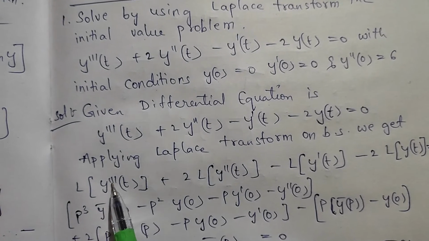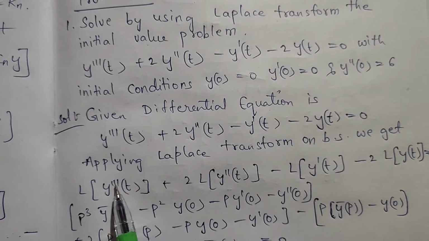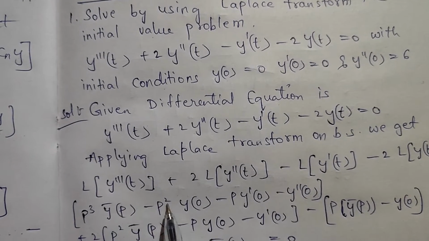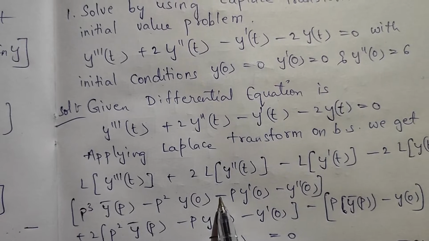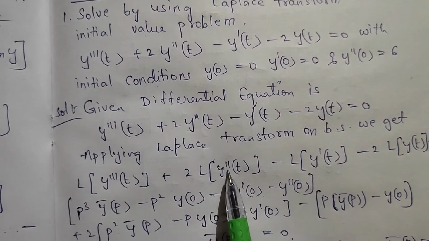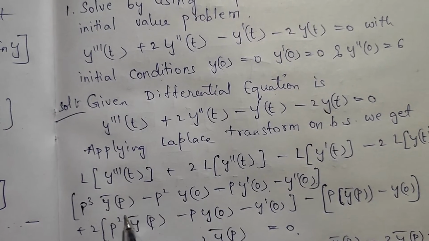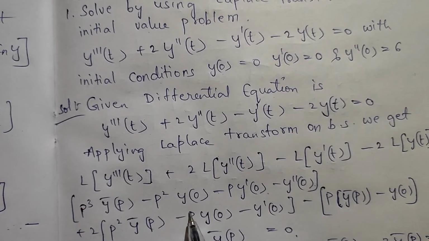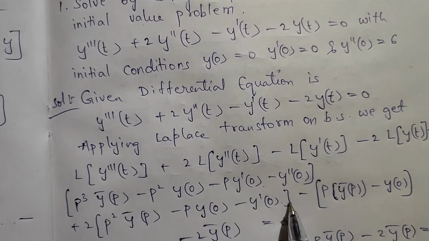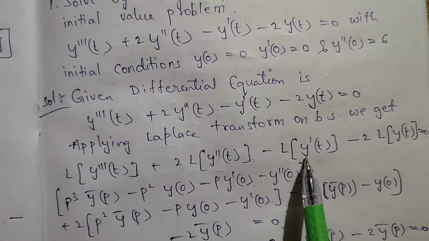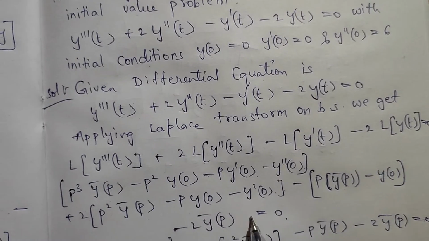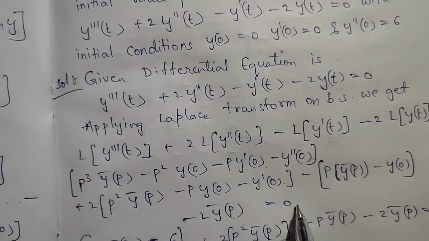So now see, the degree, the order is 3, right? So p power 3 into y bar of p minus p square into y of 0 minus p into y dash of 0 minus y double dash of 0. So here the order is 2. So p square into y bar of p minus p, one degree is reducing, into y of 0 minus y dash of 0, minus, for order 1, p into y bar of p minus y of 0 minus 2 into y bar of p, which is equals to 0.